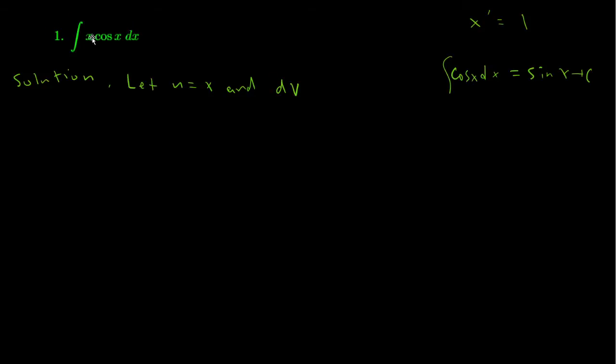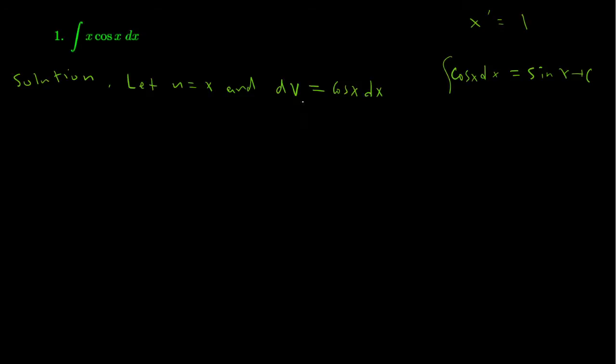Now let's recall the integrand is the product of two functions. We choose u to be x. For all the rest inside of the integral, we set it to be dv. We let all the rest be dv. So by that we mean we set dv to be cos of x dx.